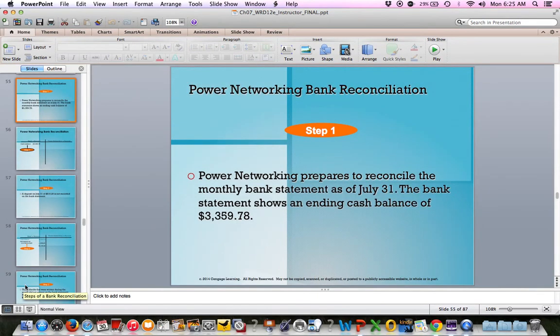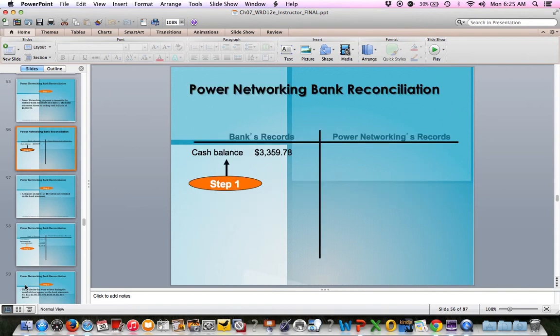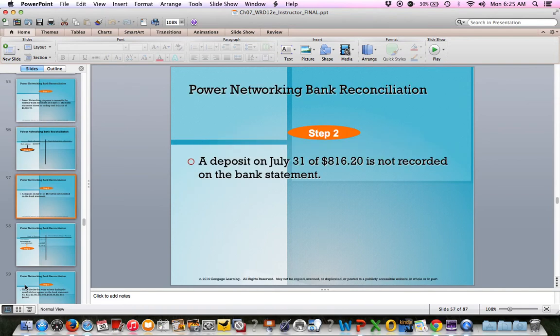And so just to walk us through an example here, it says Power Networking prepares to reconcile the monthly bank statement for July. The bank statement balance is $3,359. And so that should be basically step 1, the debit right there on the bank side. Step 2 is a deposit in transit that was not yet recorded on the bank statement.